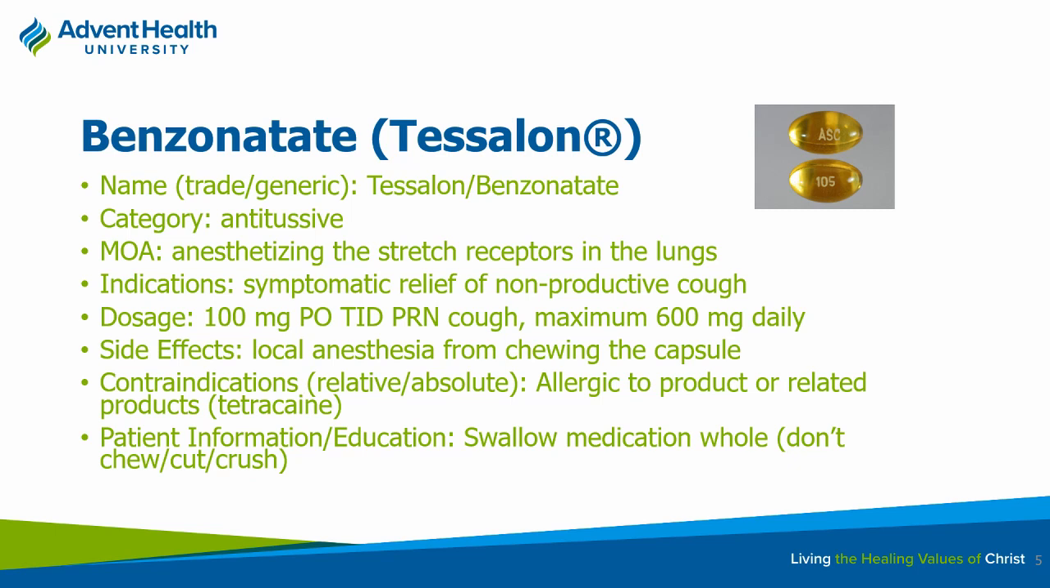Anyway, benzonatate, or Tessalon Perles, is the first one we're going to talk about here. This one's interesting because it actually works as an anesthetic. It blocks the actual signal transmission. When something like an irritant affects those receptors, the signal never gets carried up to the CNS, and so the cough reflex is never actually triggered.